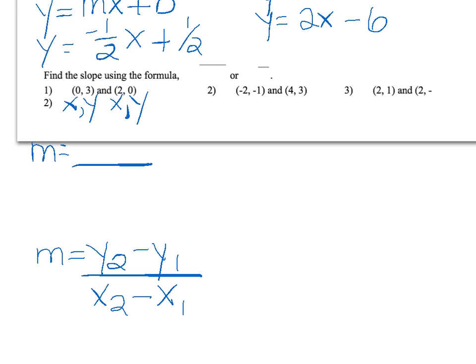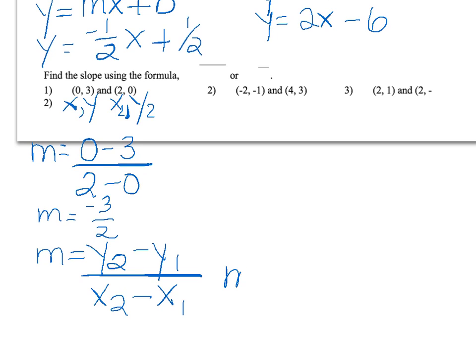So if I start with the second point, my x2, y2, I have 0 minus 3 for the y's. And then for the x's, I have 2 minus 0. And so that becomes -3 over 2, and that's in its simplified reduced form.